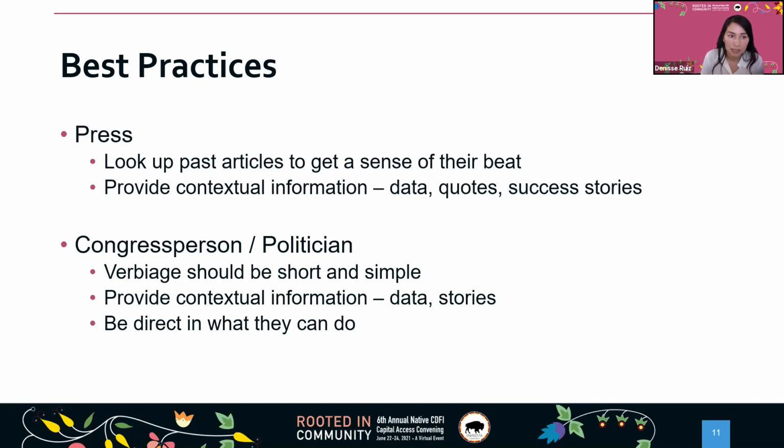And with this, be it a press release or reaching out to them over email, I would recommend providing some contextual information, like data points, quotes, or success stories. The press might not exist within your industry. They might write about it, but they're not within it. They're not subject matter experts the way that you are. So you want to help them out by giving them that information.